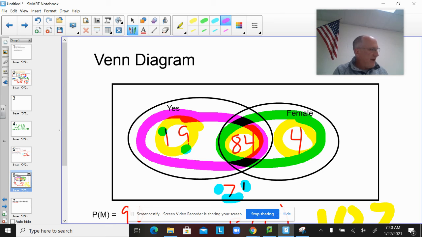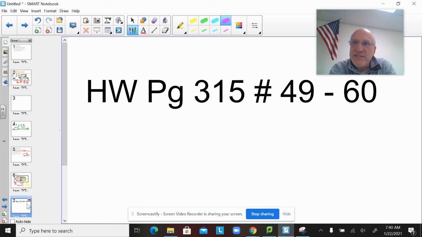So there's the rest of section 5.2. It is two-way tables and Venn diagrams with probability, and then knowing that A union B means A or B, and A intersect B means A and B. And then you've got the general addition rule. And your homework is numbers 49 through 60. The first 8 are actual questions with several parts. The last 4 are multiple choice questions.